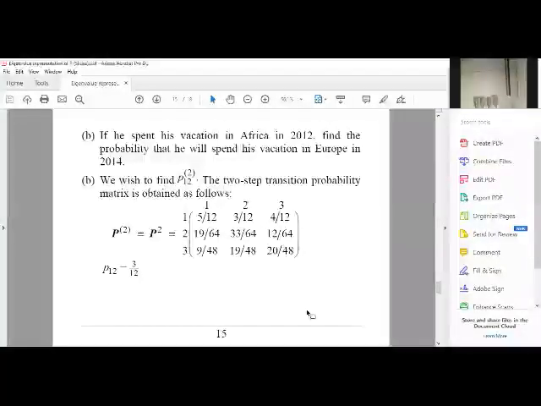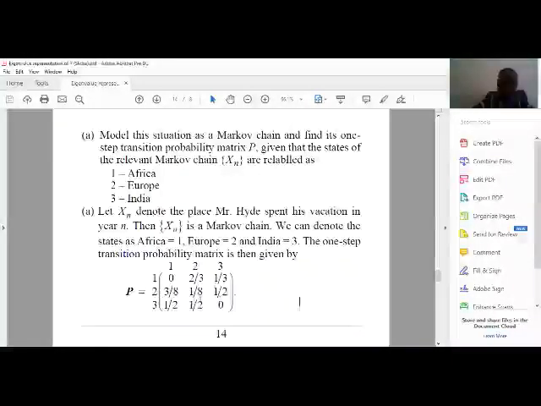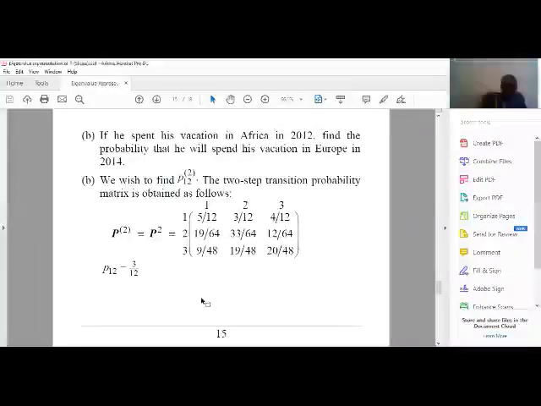The B says if he spent his vacation in Africa in 2012, find the probability that he will spend his vacation in Europe in 2014. 2012 to 2014 is how many years? It's 2 years. Two steps. So if it's 2 years, we need the second step transition probability matrix. The transition probability matrix given up there is a one step. It calculates only 1 year transition.